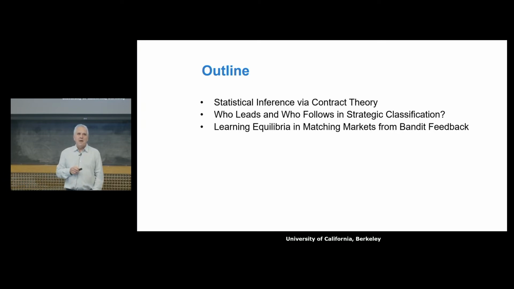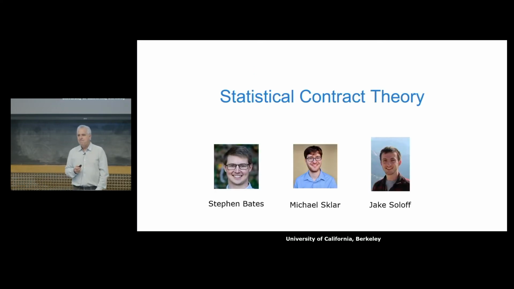Okay, so again, these are all papers on the archive, and I'm not going to get into the mathematics here, but I'm going to allude to it. But you can see the theorems in the papers. Okay? So we'll talk a little bit about contract theory, then a little bit about strategic classification, a little bit of an older topic, and then I'll talk a little bit about matching markets and bandit feedback. And I see Alex here is one of my collaborators who can help me to get that right.